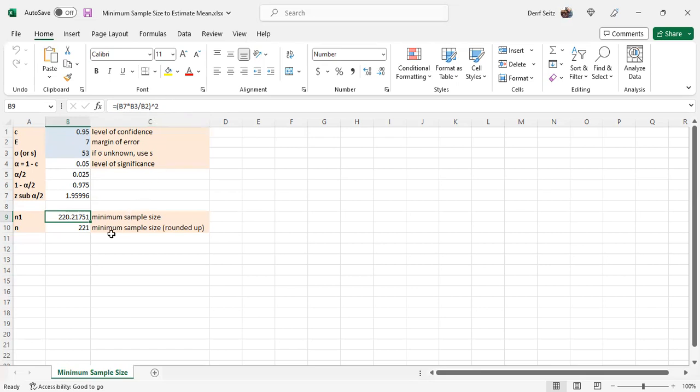And since we're needing a sample size here, we can't take a fraction of 1, so we have to round up. And that's what this next calculation does, it rounds up.